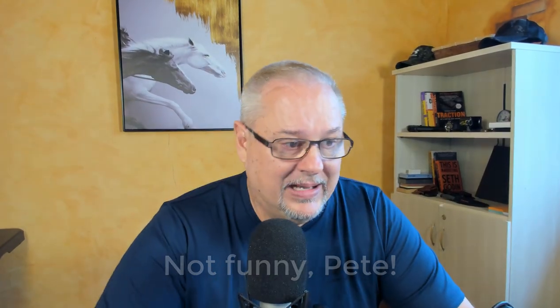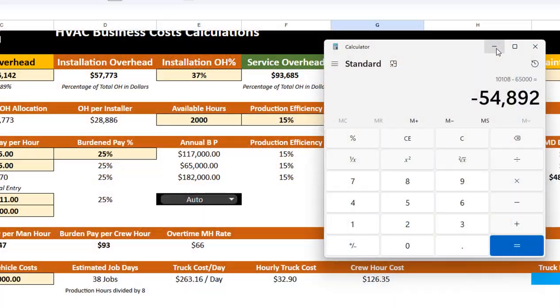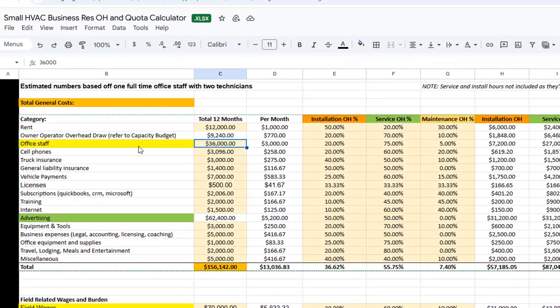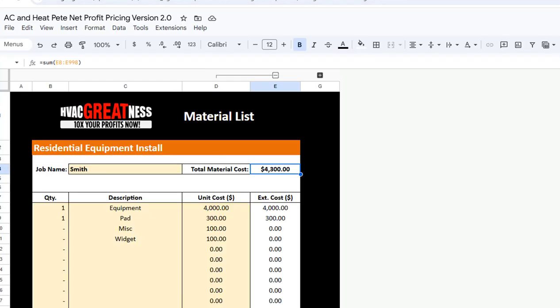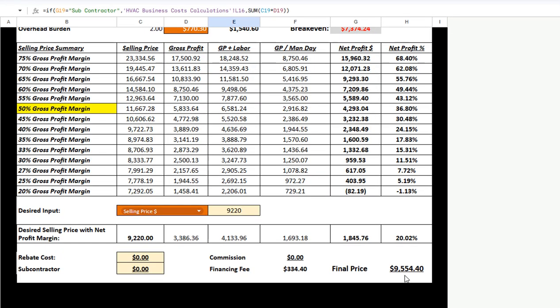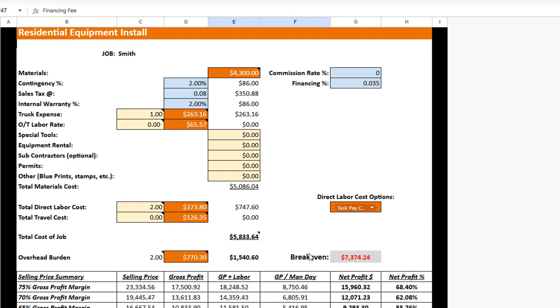Now, let me show you a little trick here. So I'm going to call this $55,000. Right now, I've got a person in the office that helps me out. Okay, I've only got $156,000 worth of overhead. But let's look at what my pricing is. So I'm going to go back to this change out. I got $4,300. And I'm selling that job for $95.54 because I want to make a 20% net profit. See that? 20%? Okay. And the financing fee, I just got the credit card amount up here at 3.5%.